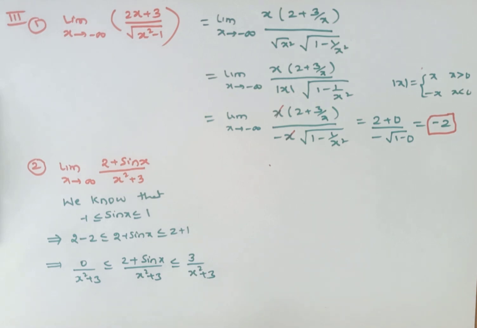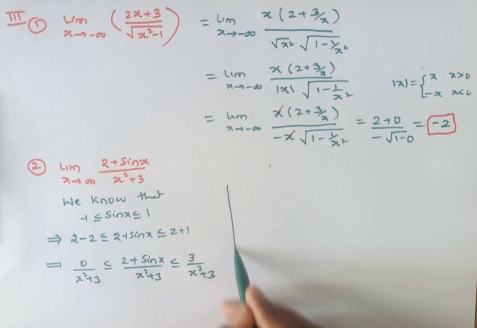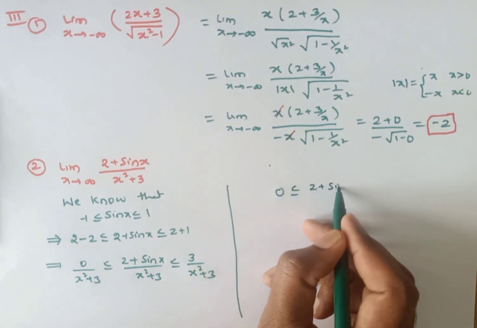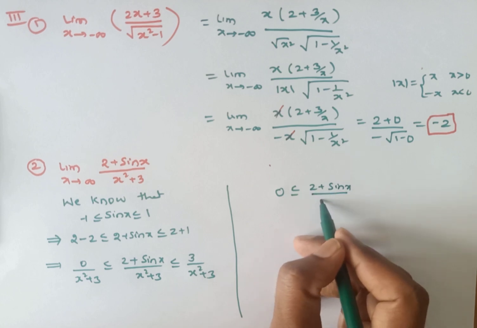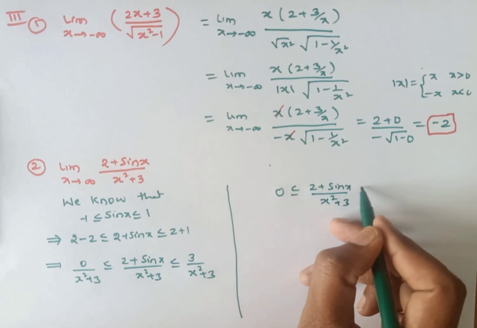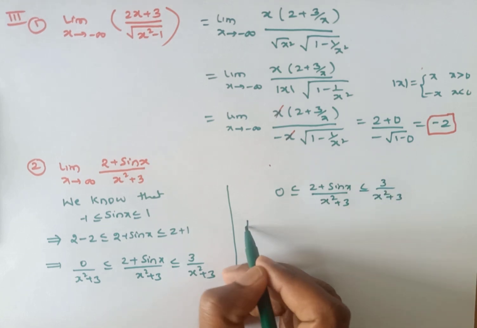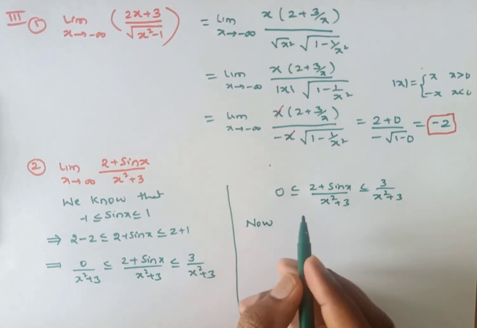Now it is like the f less than or equal to g less than or equal to h model. Finally this is in the form of 0 less than or equal to (2 plus sin x) by (x square plus 3), which is less than or equal to 3 by (x square plus 3). Now what we have to find? We need to find the limit for the left function and the right function of this.